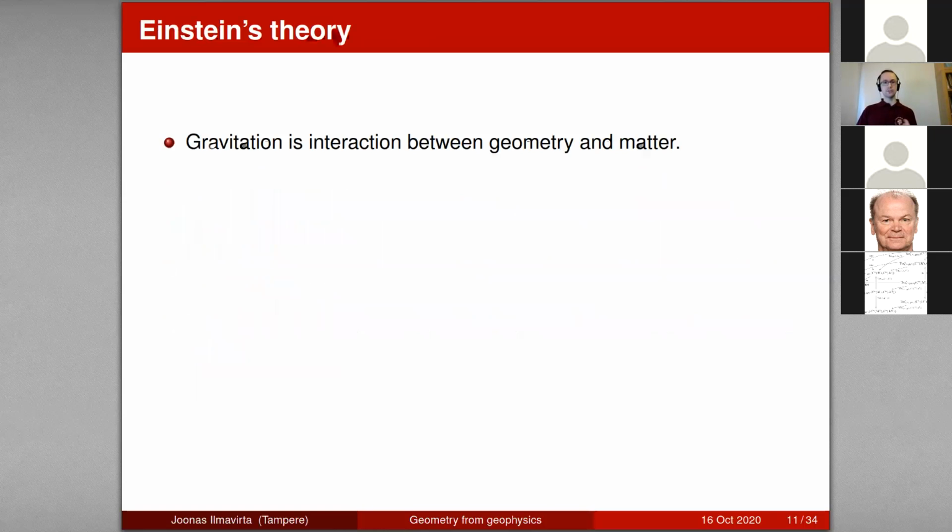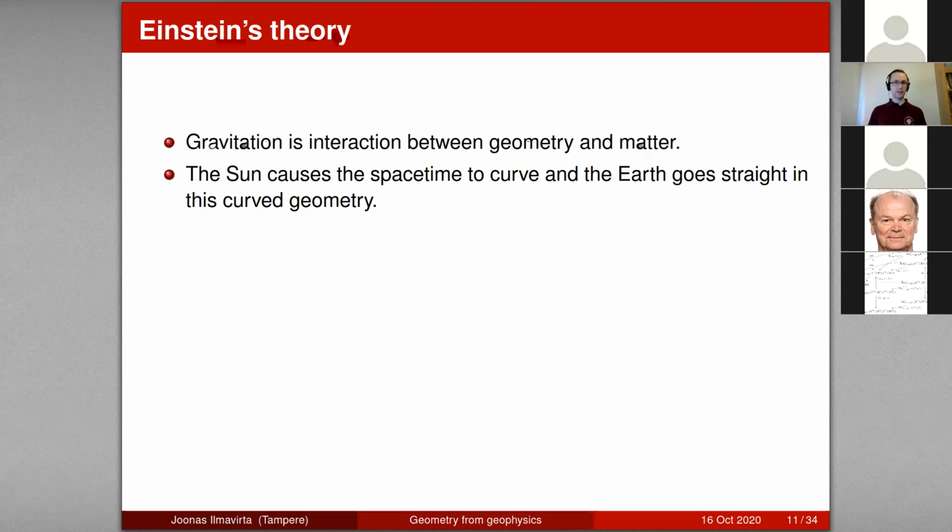So here gravitation is not a force, it is an interaction between geometry and matter. Okay, so interaction between geometry and matter, and that even as a concept is a little more complicated. So now the sun causes the space-time to curve, and the Earth goes straight in this curved geometry. So there are no forces anywhere, just that the sun interacts with the space-time, causes it to curve, and the Earth goes straight. And a straight line in a curved space is called a geodesic.